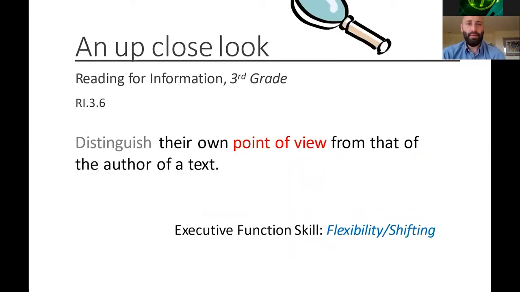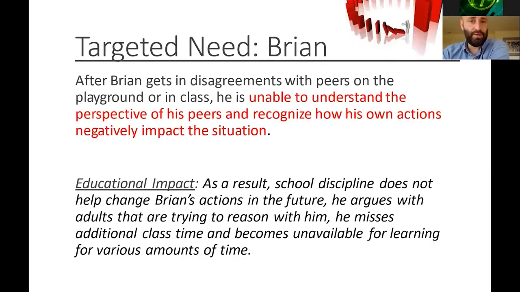So here is a little closer look. In 3rd grade, distinguish their own point of view from that of the author of the text. So again, we're looking for a point of view, which is an executive functioning skill, right? For flexibility, shifting, perspective taking. Can they transfer the point of view to another, which oftentimes students, especially students with ASD who have executive functioning challenges, have a hard time doing? And so we can write a goal for that.